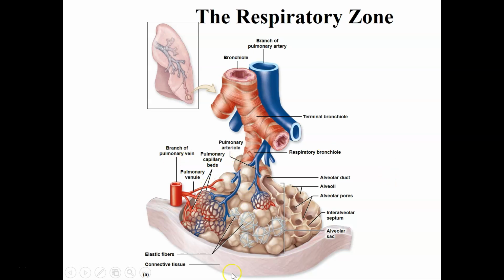And finally, another thing of interest on this slide is surrounding the wall of the alveoli. It's shown for these alveoli on the left, but it's true for all alveoli: an extensive capillary network. These are the pulmonary capillary beds, and that's where the actual gas exchange is going to occur between the air in the alveoli and the blood in these capillaries.